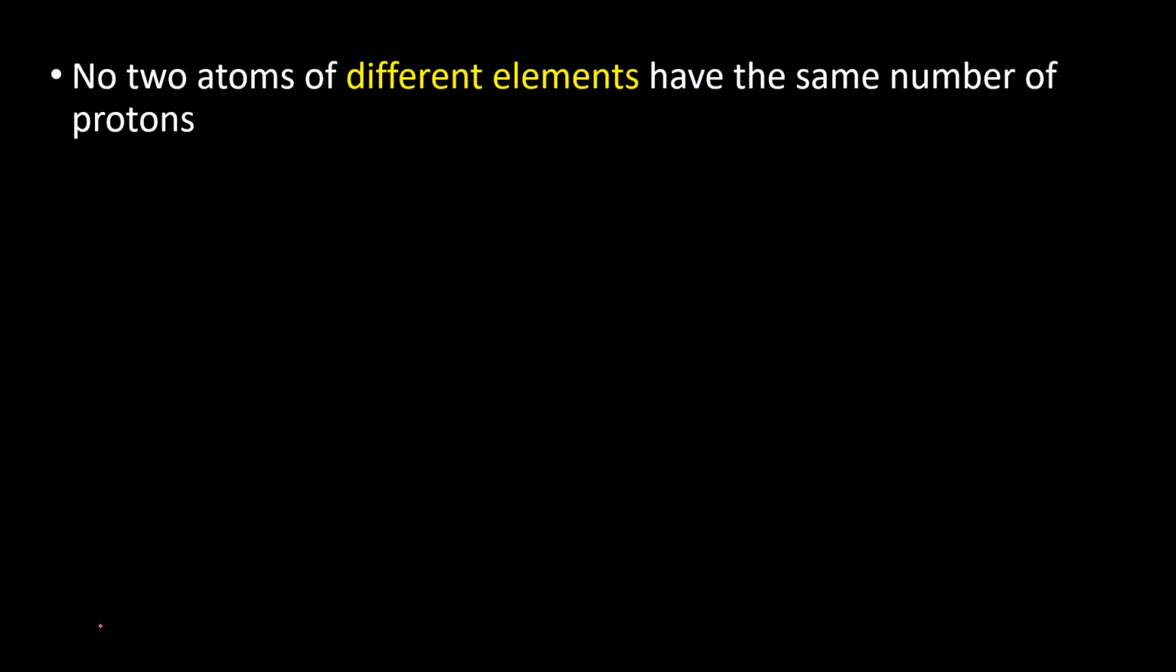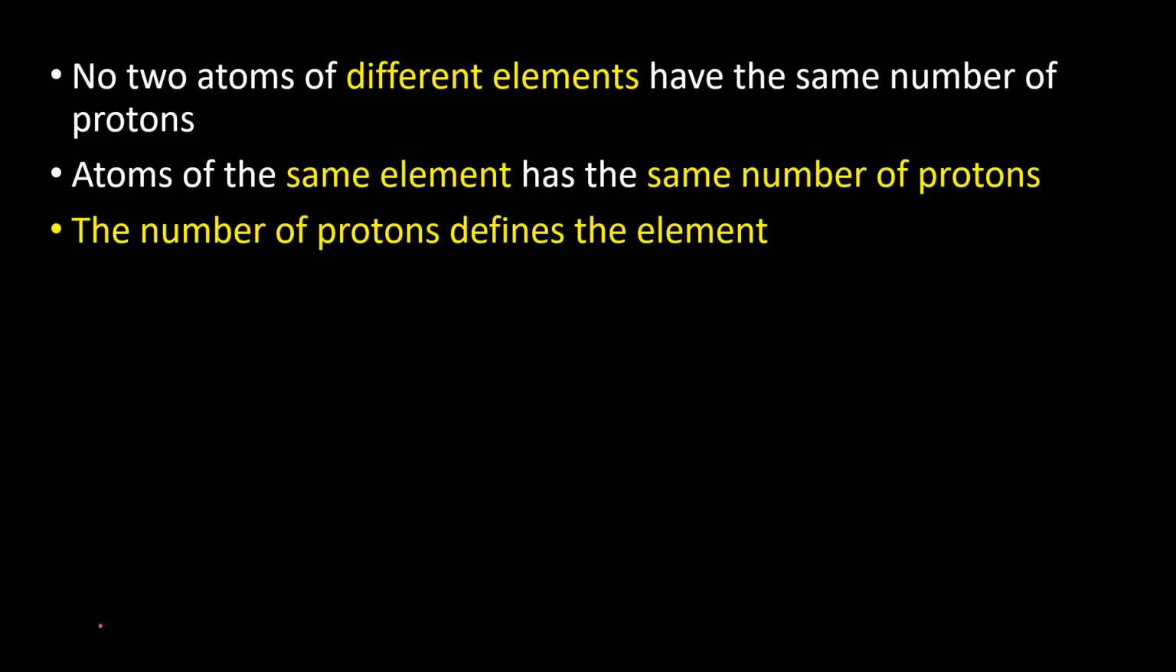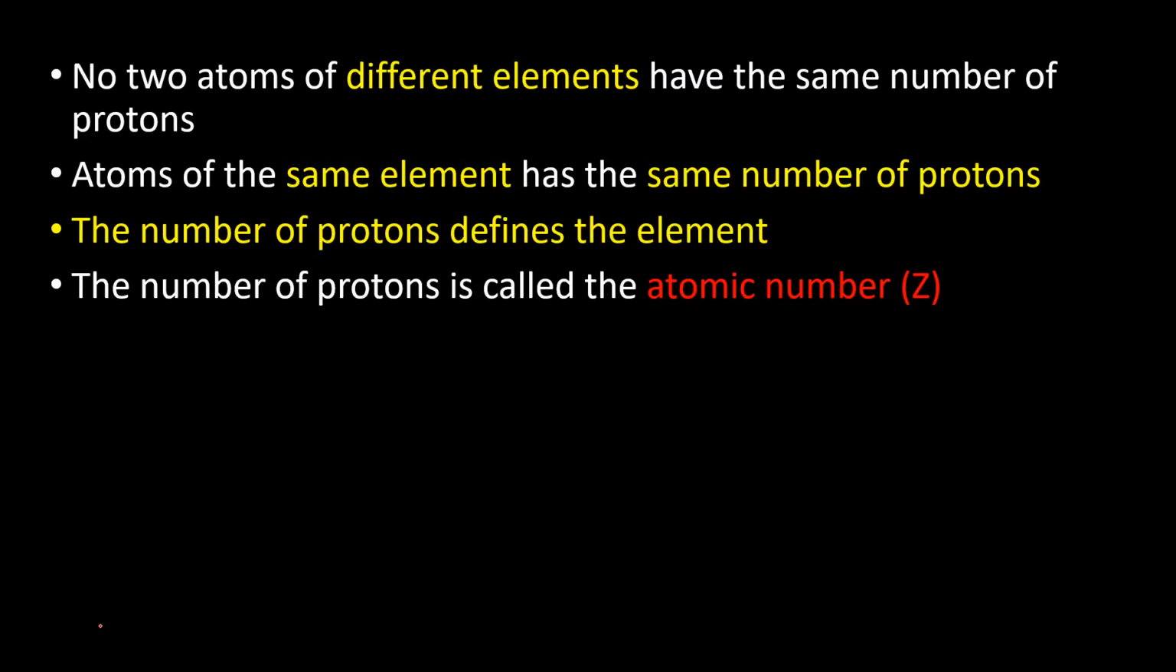No two atoms of different elements have the same number of protons, so you cannot have an iron atom and an oxygen atom with the same number of protons. However, two atoms of the same element have the same number of protons. So all oxygen atoms have 8 protons and all iron atoms have 26 protons. The number of protons then defines the element. So if you know that an atom has 26 protons, you know it's an iron atom. The number of protons is called the atomic number and is represented by the letter Z.